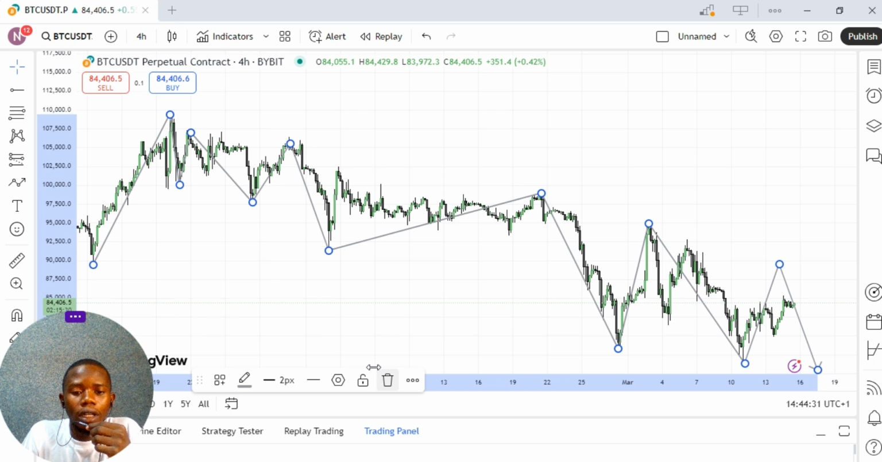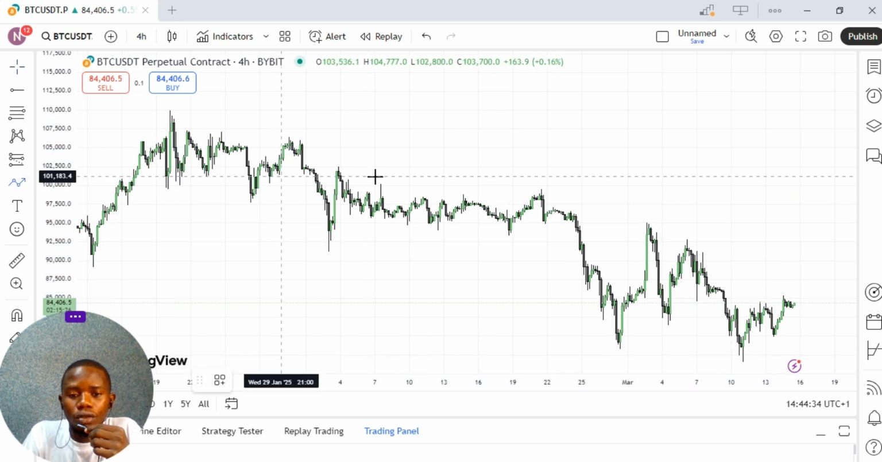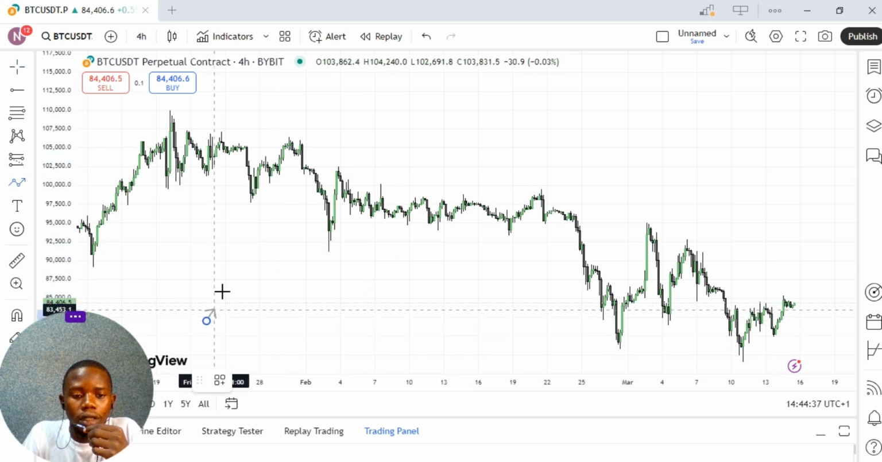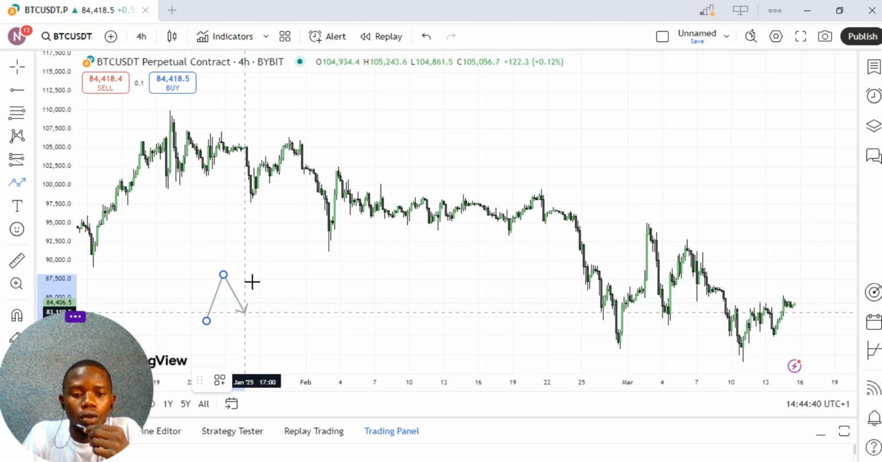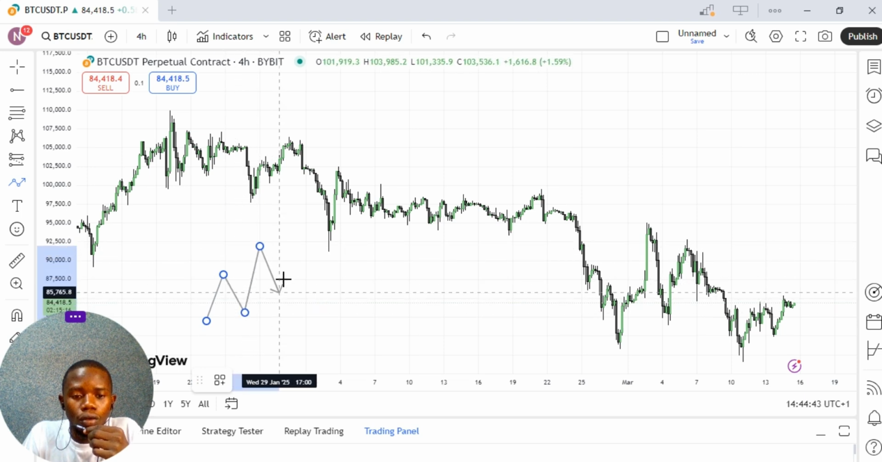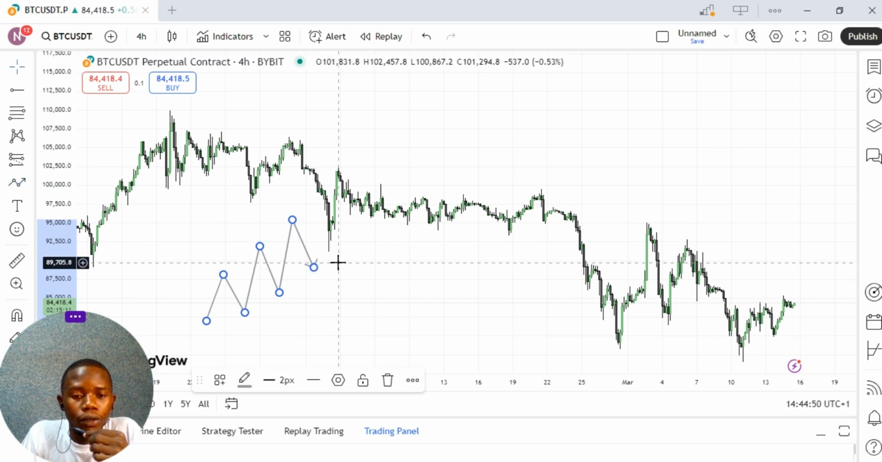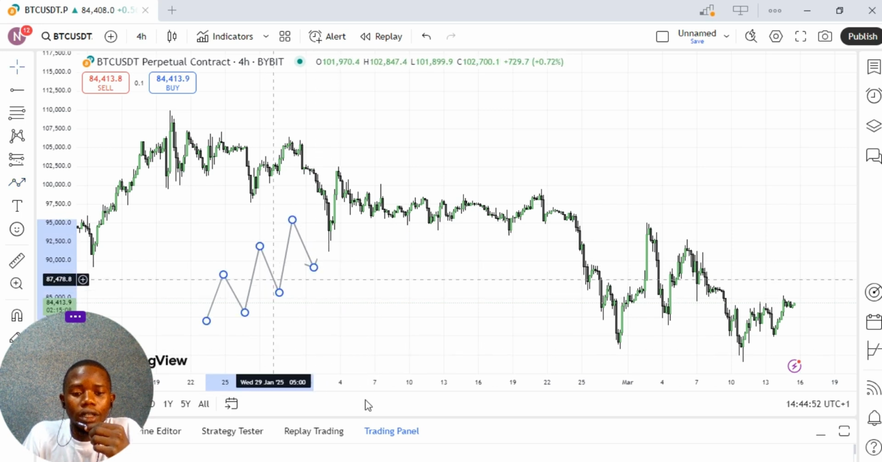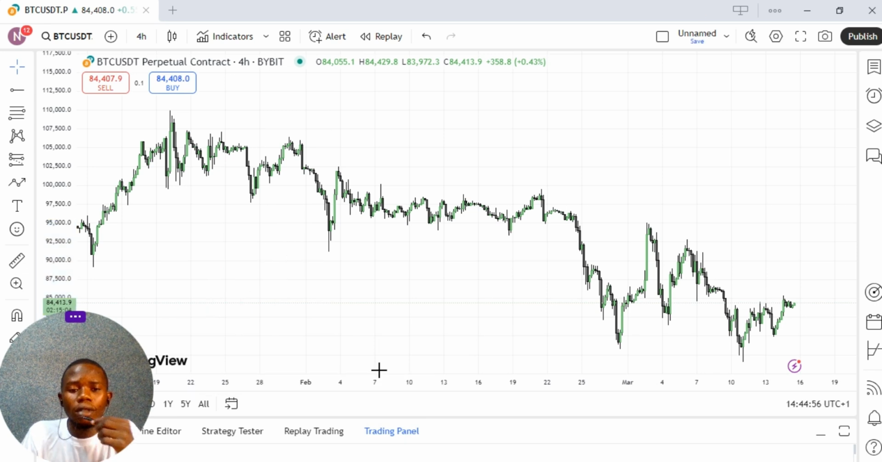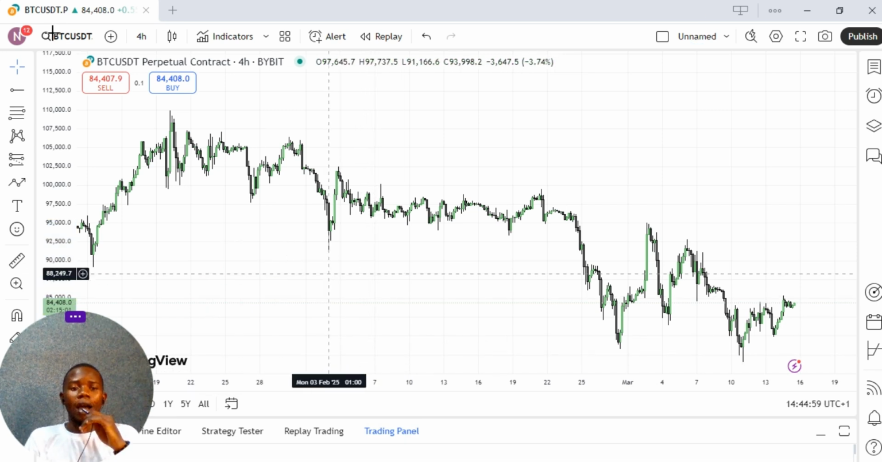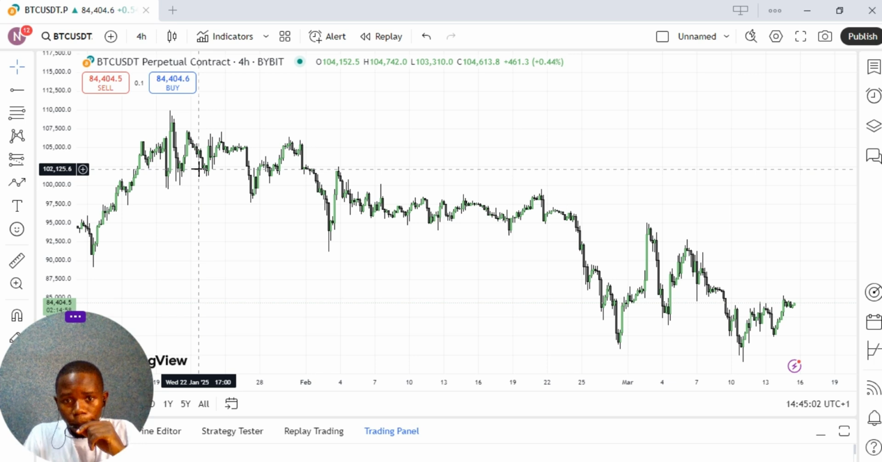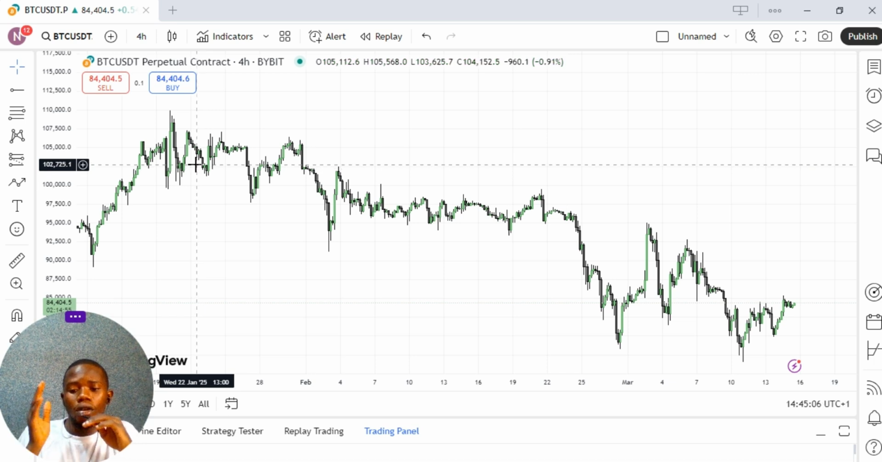Okay, so apart from the chart, let's use a graphical illustration. Right, so here is higher high, higher low, higher high, higher low, higher high, higher low. That's an uptrend. But another thing I want to say is that I'm using the 4 hour time frame. You need to understand that on the 4 hour time frame, you have what they call swing highs and swing lows. Those are types of market structure.